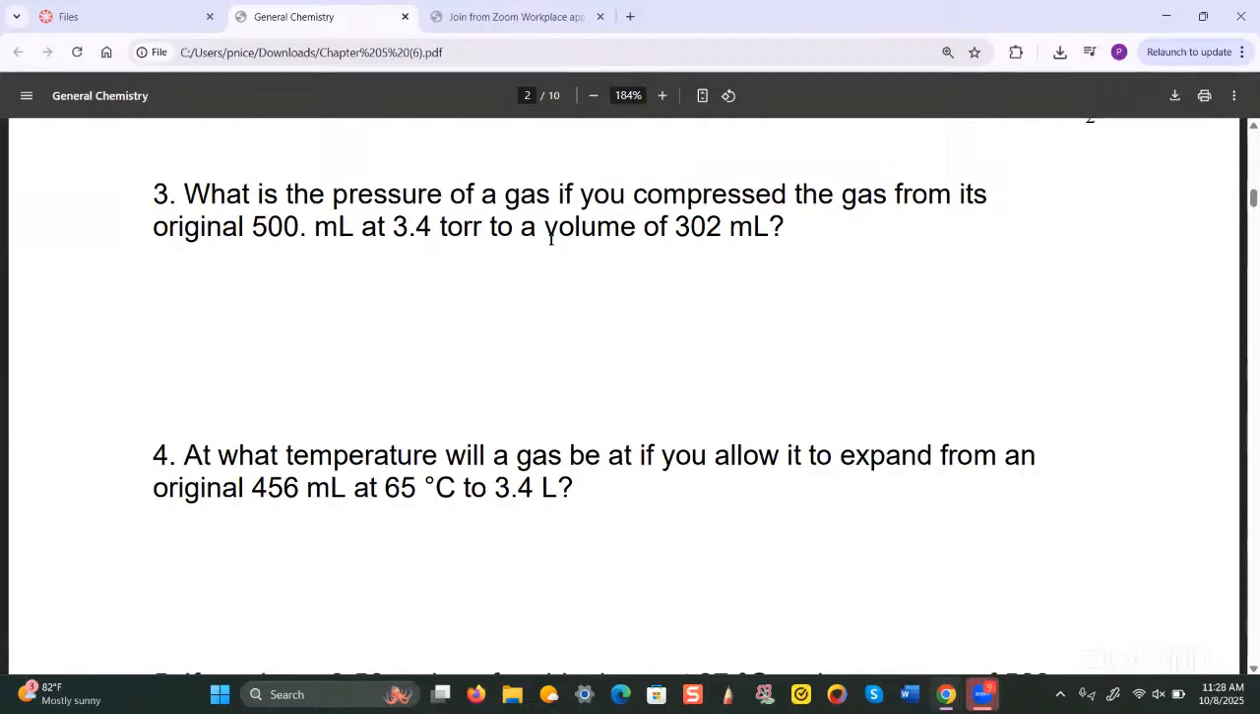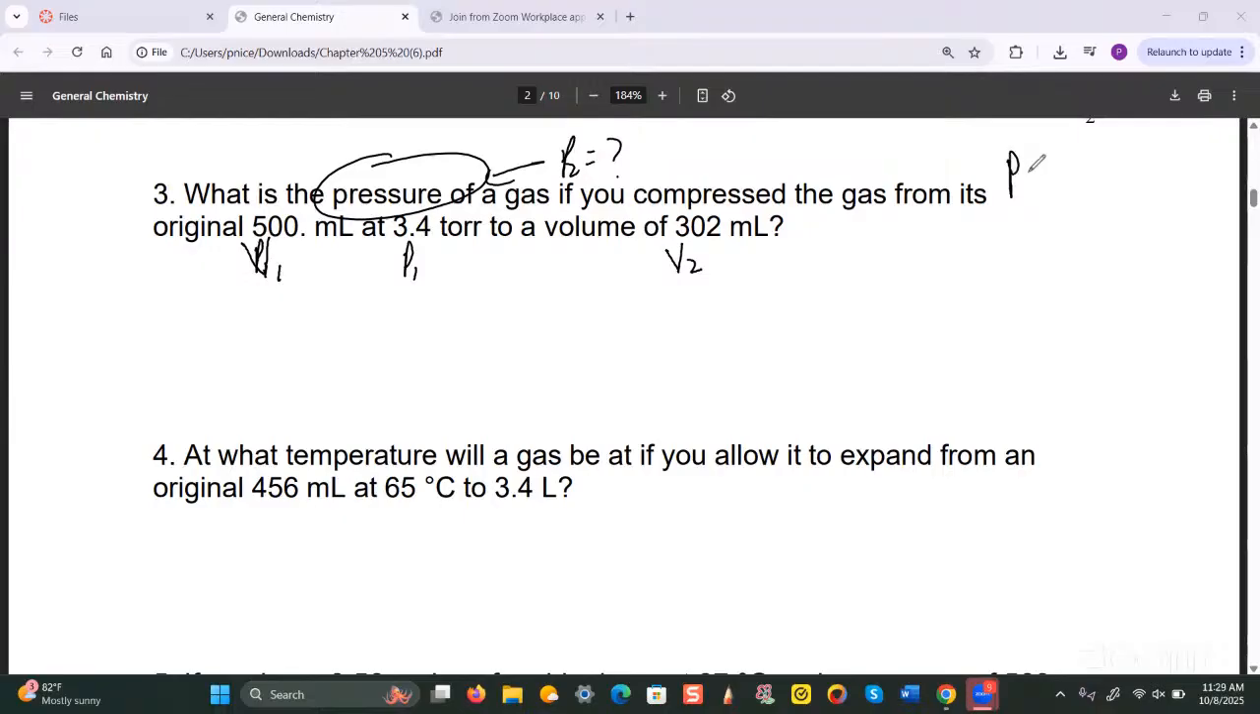So my question to you is, what law comes to mind when you see this question? The question gave you the initial volume, so I'm going to call this V1. The initial pressure would be P1, and the final volume would be V2. And the question is asking for the final pressure, so it's asking for P2. So there's one law which relates the pressure to the volume of a gas. What law is that? Boyle's law.